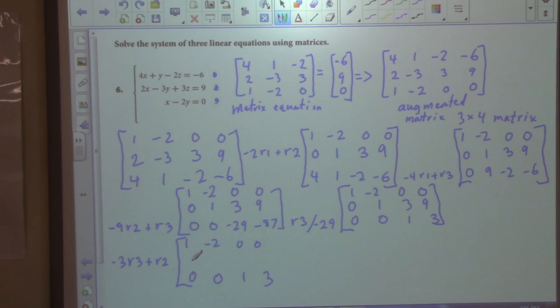And now for here, we have that and that. Negative 3 plus 3 is 0, right? And then we have negative 3 times 3 is negative 9, plus 9 is 0. So now do we know what y is equal to? Y is equal to 0. Okay, what's the last thing we need to get rid of? This negative 2. How are we going to do that? Positive 2 R2 plus R1.